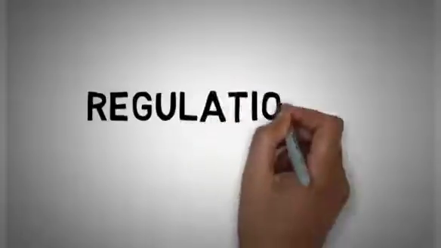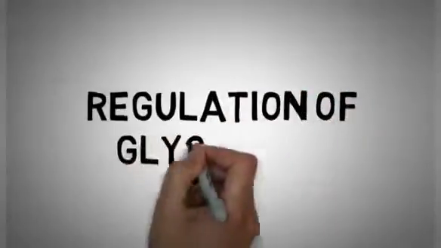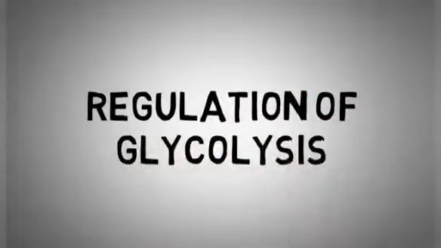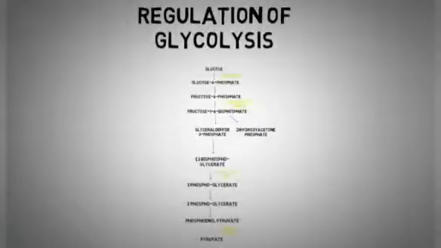Now let's understand how this pathway of glycolysis is regulated, meaning how is the rate of glycolysis increased or decreased when required. First, let's understand in brief why regulation of this pathway is required.